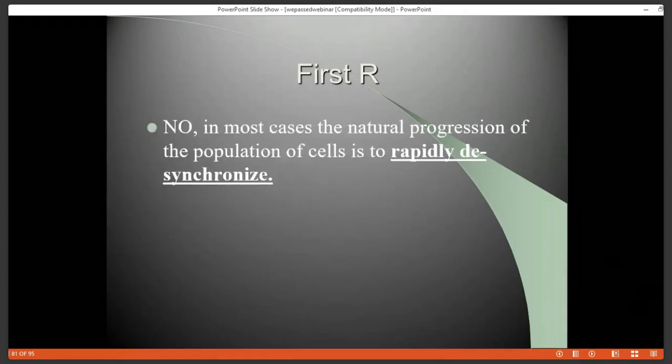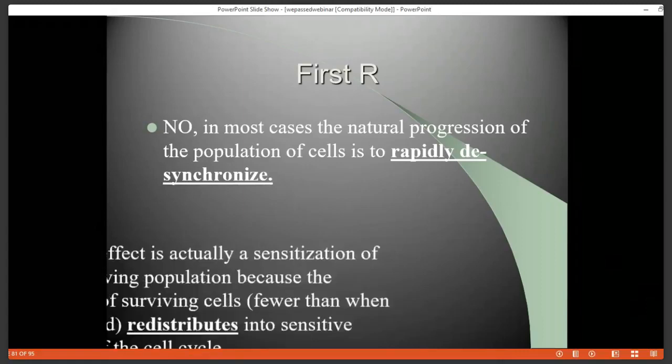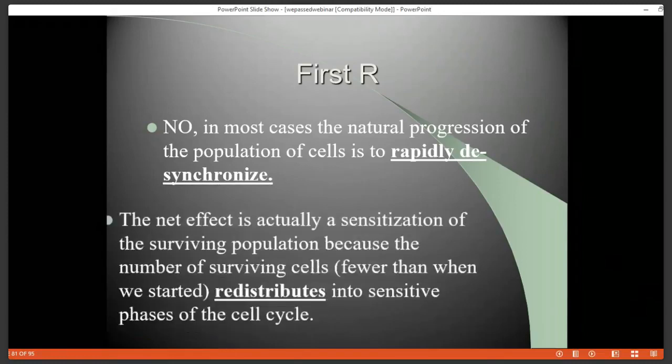And the answer to that is, and this is where again the 24-hour time frame between treatments becomes critical. In most cases, the natural progression of the population of cells is to rapidly desynchronize. So we treat today, we've left behind what looks like a more resistant population of cells because we've killed all those that are in M. But during the 24 hours that the patient is home, we see this rapid desynchronization of the cell cycle, so that by the time the patient returns tomorrow, they're now spread out again into the cell cycle.